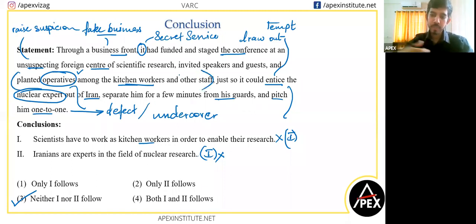So if required, they can always take action, or they can pull the nuclear expert away and all that. Maybe kidnap him.